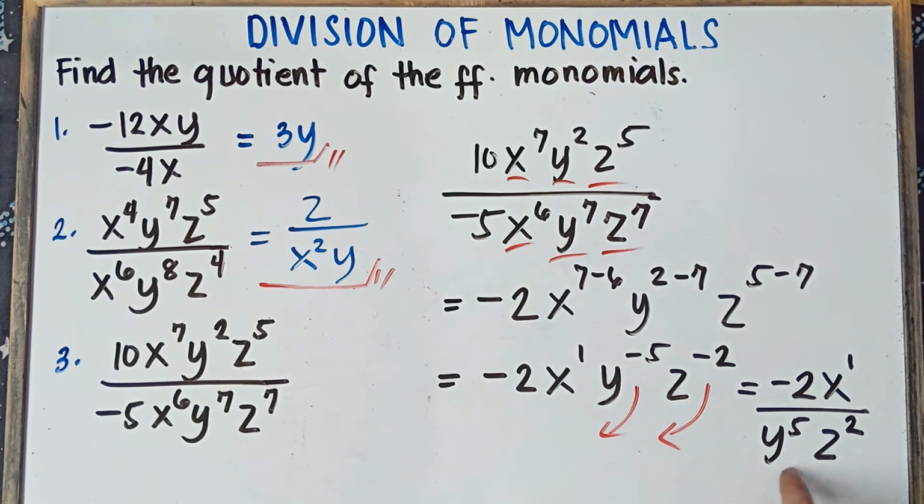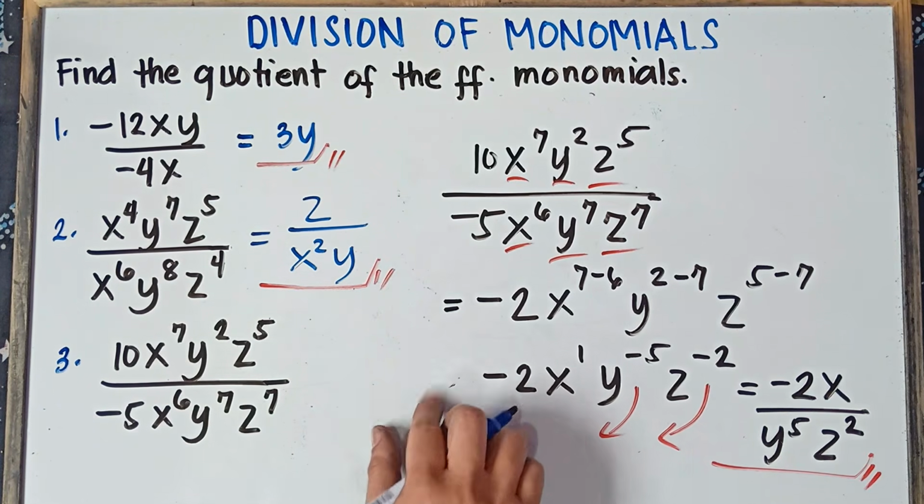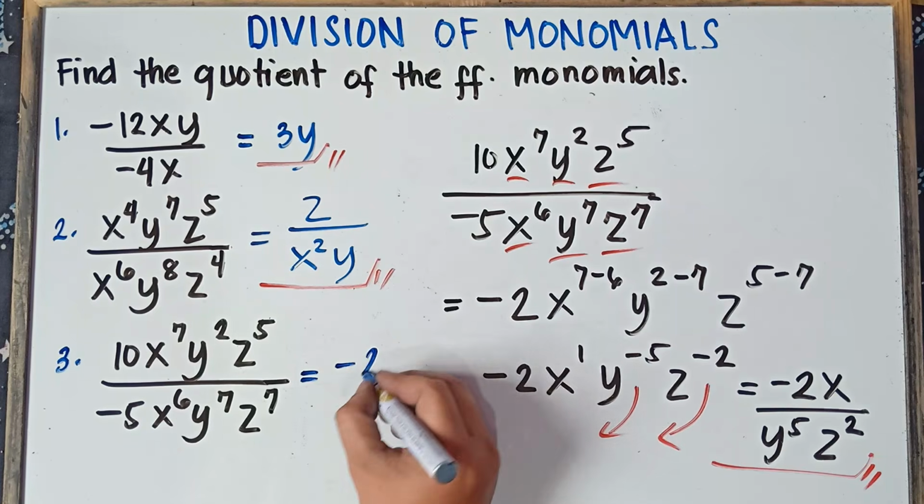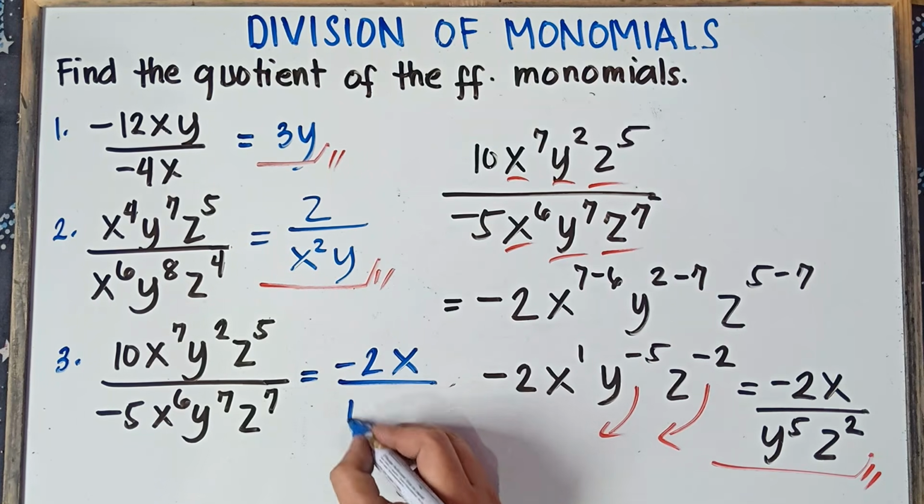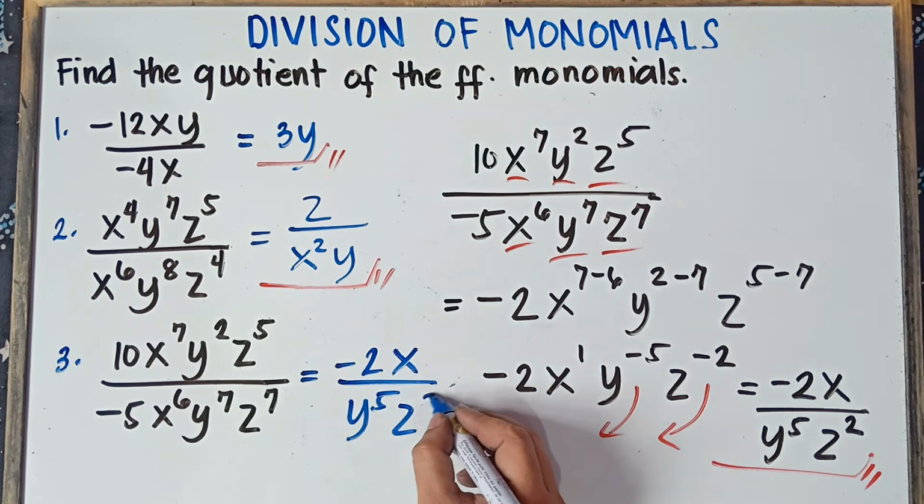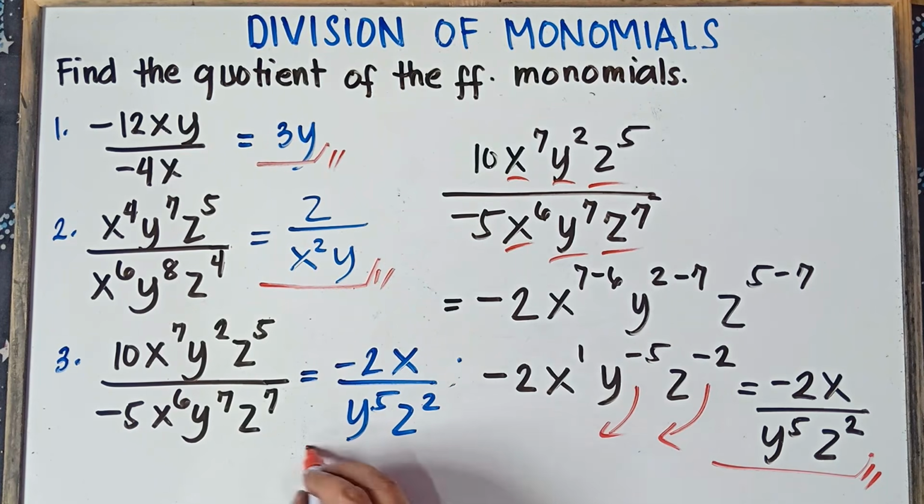So put this one on the denominator, that will be y raised to the power of 5. Put this one on the denominator, that will be z raised to the power of 2. And the exponent will become positive. So we can erase 1. That's it, class. And this will be our final answer. So therefore, our final answer will be negative 2x over y raised to the power of 5, z raised to the power of 2. All set. That's the answer, class, with regards to example number 3.